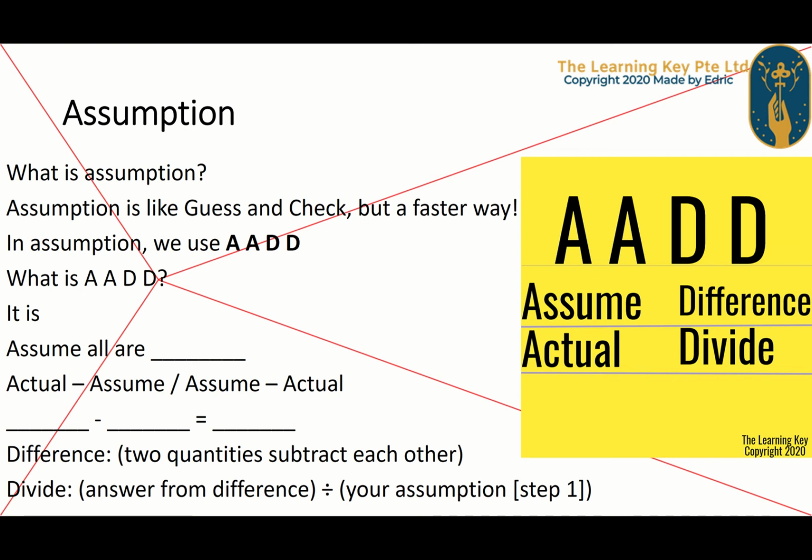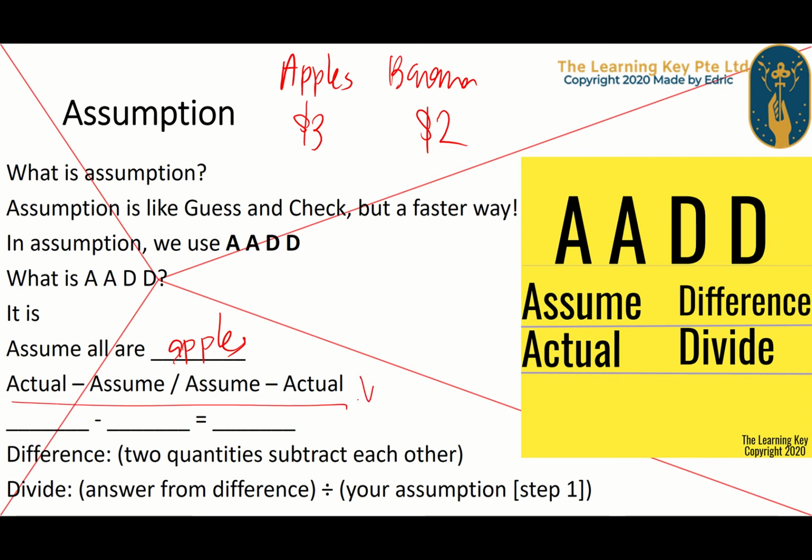So let's say the question has something to do with apples and bananas. Each apple costs $3, each banana costs $2, okay? So let's say they ask you for bananas, right? You will have to assume the opposite, apples, okay? So actual minus assume. I don't know how to explain this to you now, so I'll explain to you later.